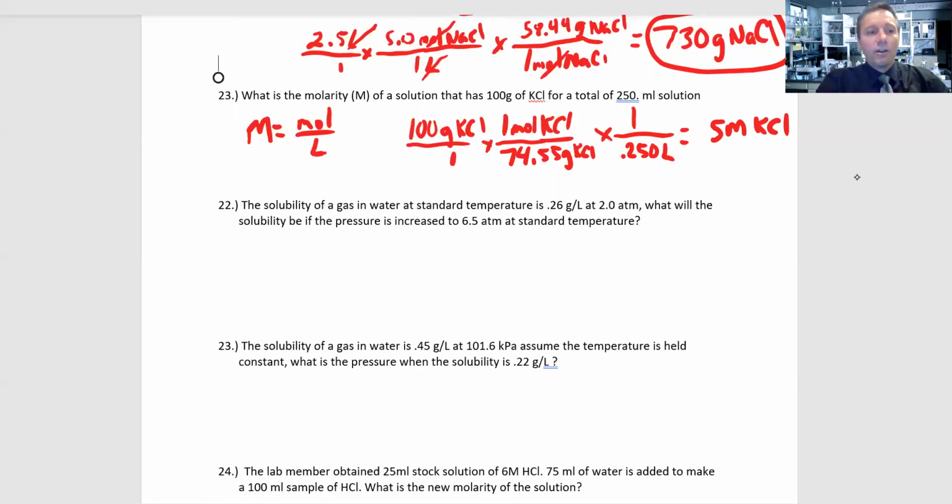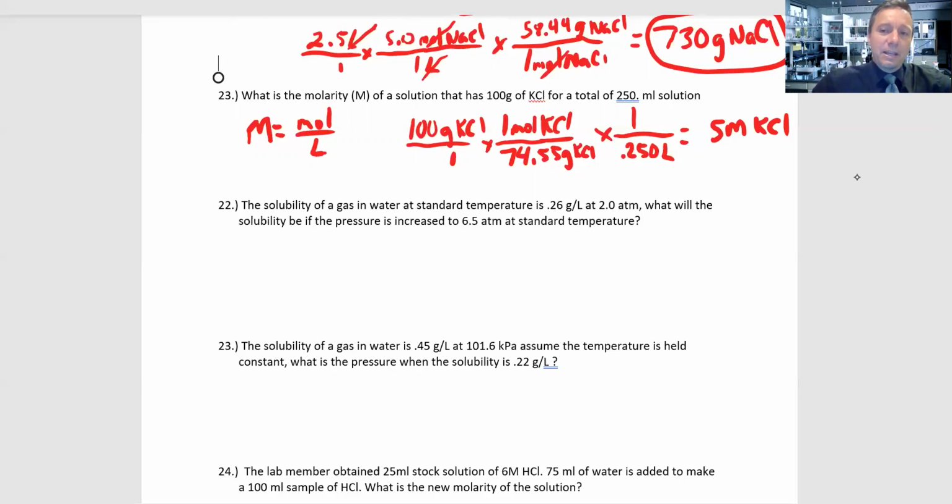You could just simply have gone like this as well. Calculate your moles. So you could have gone 100 grams divided by 74.55, and that comes out to 1.3 something. And then just put that over your 0.250 liters, divide it, and then that gives you that.